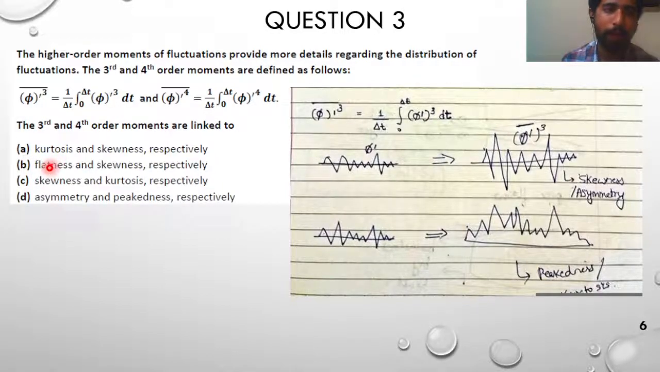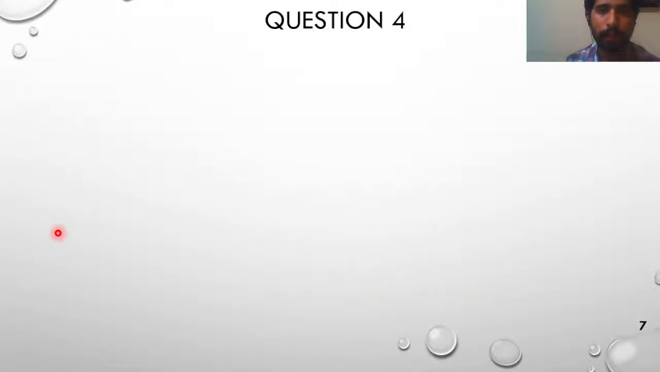The second option is flatness. Definitely it does not indicate the flatness. It actually indicates the skewness, which is like the opposite sense. Then the third option has skewness for the third moment and kurtosis for the fourth moment, which is correct. In the fourth option, you have asymmetry and peakedness, which are the synonyms for skewness and kurtosis. So both the options C and D are correct. Okay, so let us go to the next question.